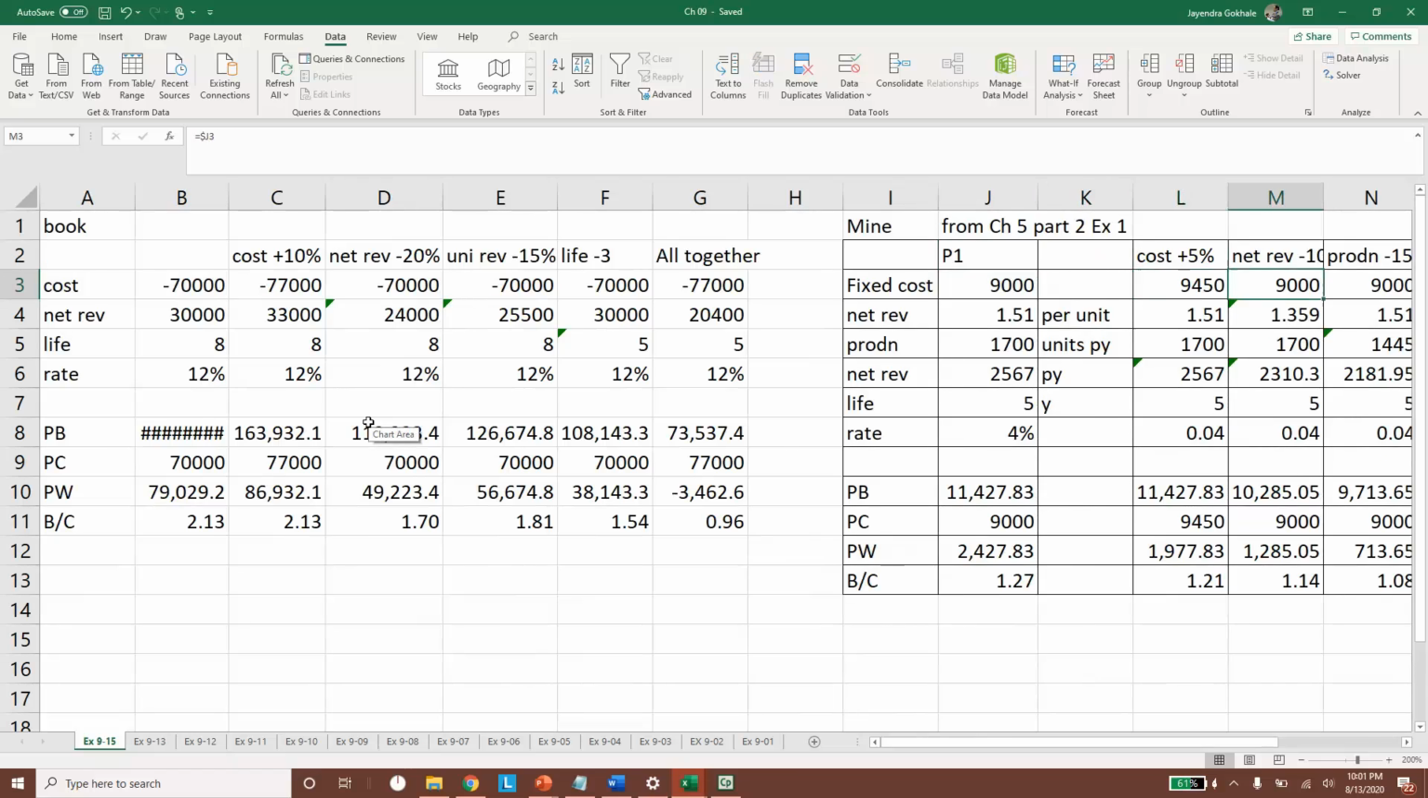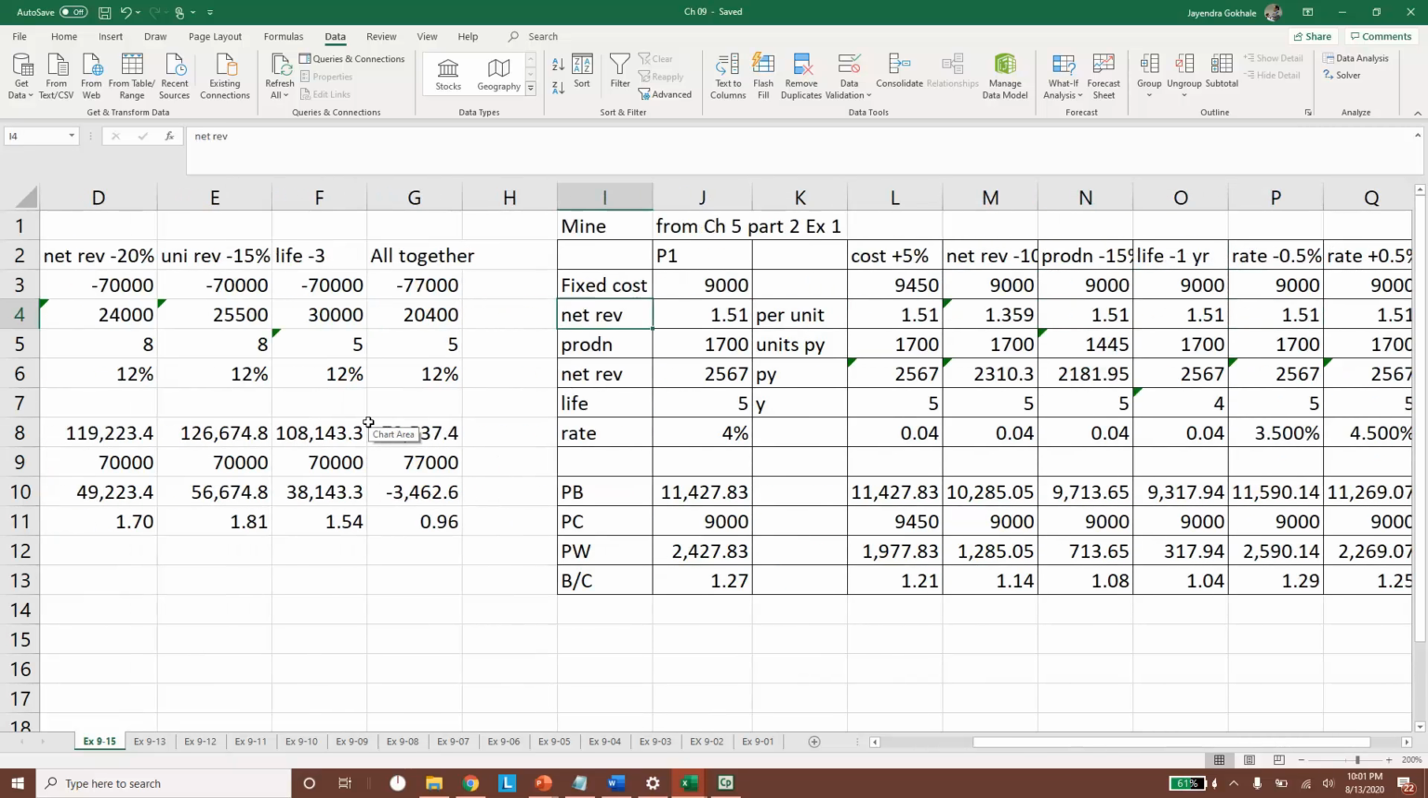So let's see. So this is the net revenue. Net revenue is just nothing but the revenue times the number of units. And so the rate of discount is 4%. The present value of the benefits is nothing but the PV function applied on the net revenue. So we're converting an annuity into a single present value. And the present value of cost is the fixed cost. That's it. And the present worth is a difference of present benefit and present cost. And then the B to C ratio is 1.27.